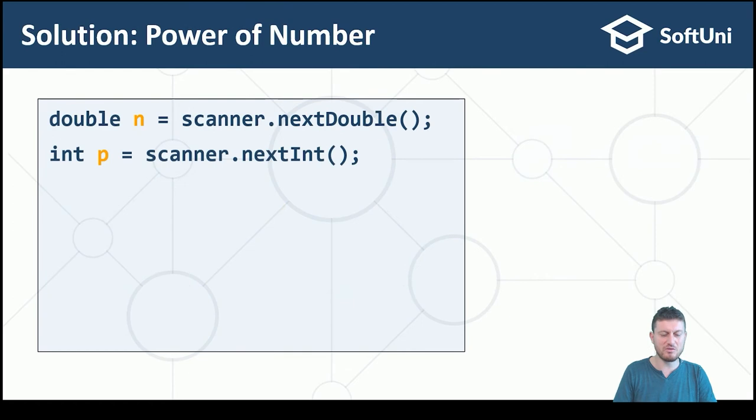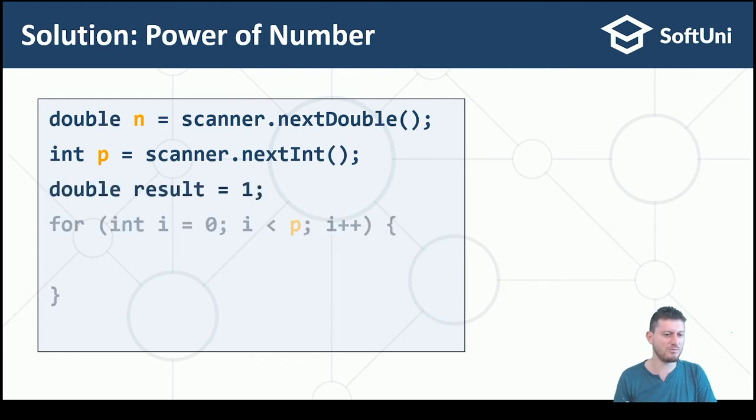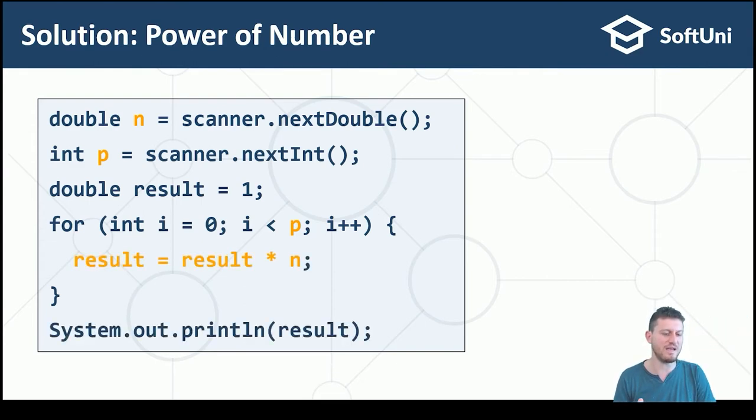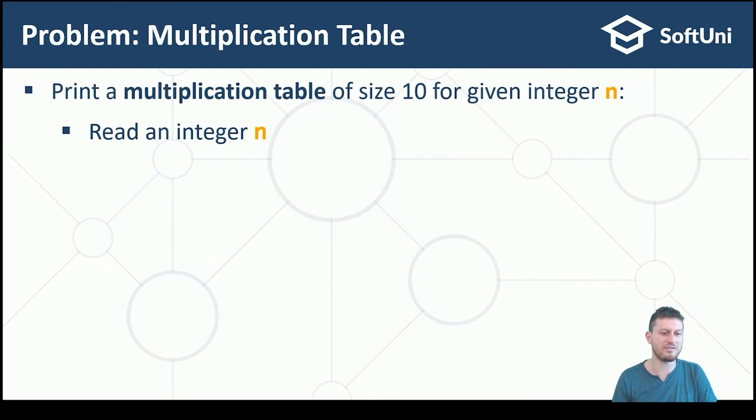Okay, so let's see the solution I had in mind before the start of this lesson. We read the double n, the number we want to raise to a certain power. We read the power p, and we start from initial result 1. We repeat p times, and we multiply the result by n, p times. And finally, we print the result. Exactly the same solution which I wrote a few seconds ago.